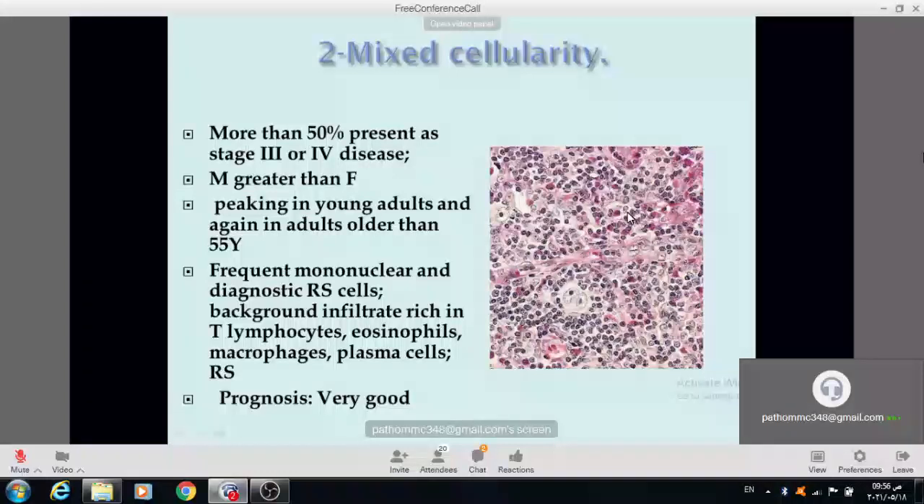And here the background is infiltrated by lymphocytes and eosinophils. How do you know the eosinophils? They have a pinkish cytoplasm. These are all the background cells, okay? And also we have macrophages and plasma cells. So all these are the background of non-neoplastic cells. And in between, we have the diagnostic or classical RS, and again we have the mononuclear variant of RSL. The prognosis is not like that of nodular sclerosis. Nodular sclerosis has an excellent prognosis. Here it is considered a very good prognosis.